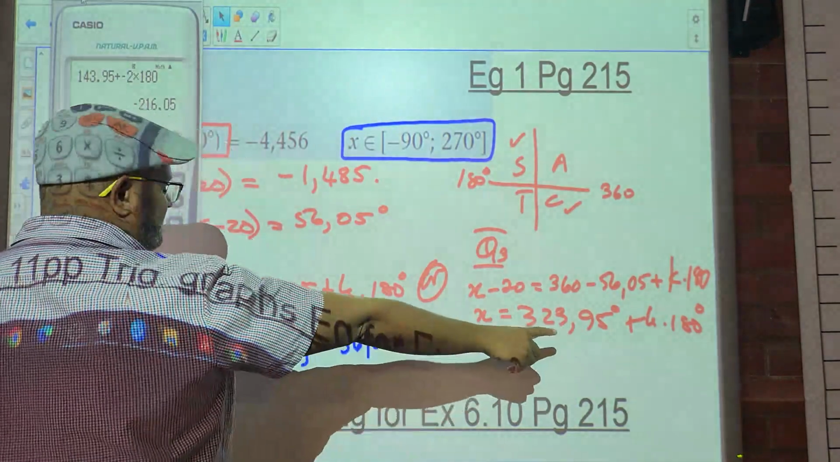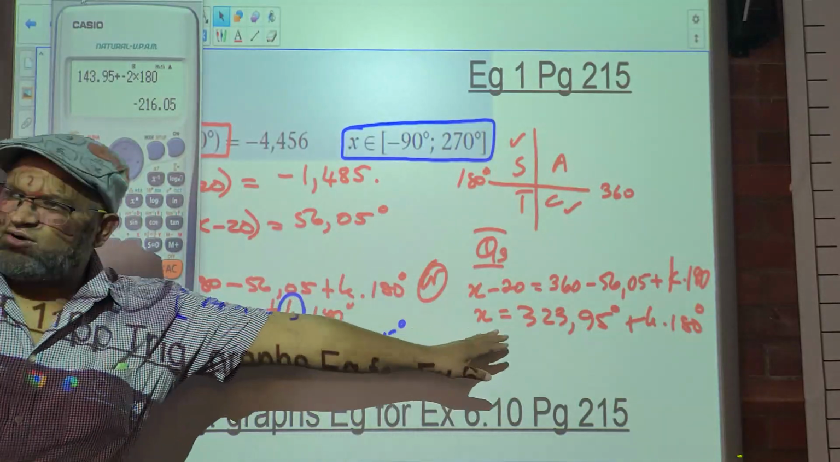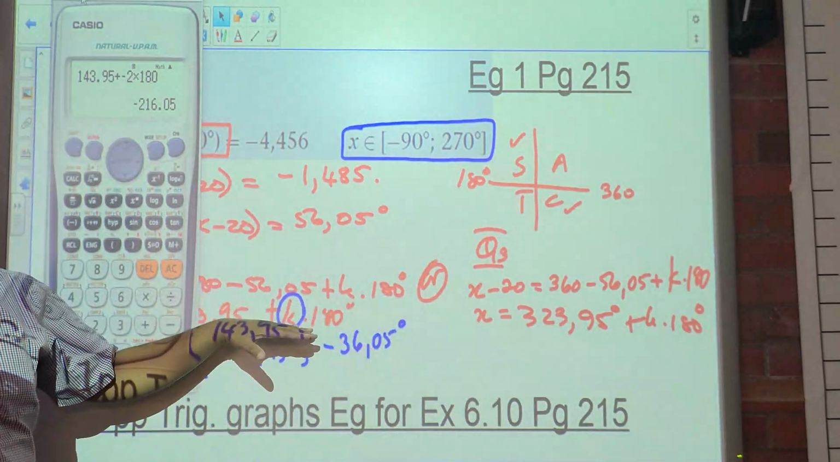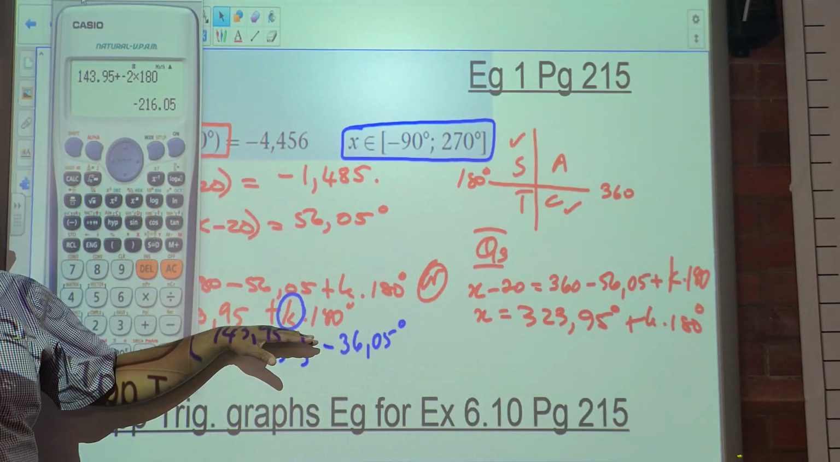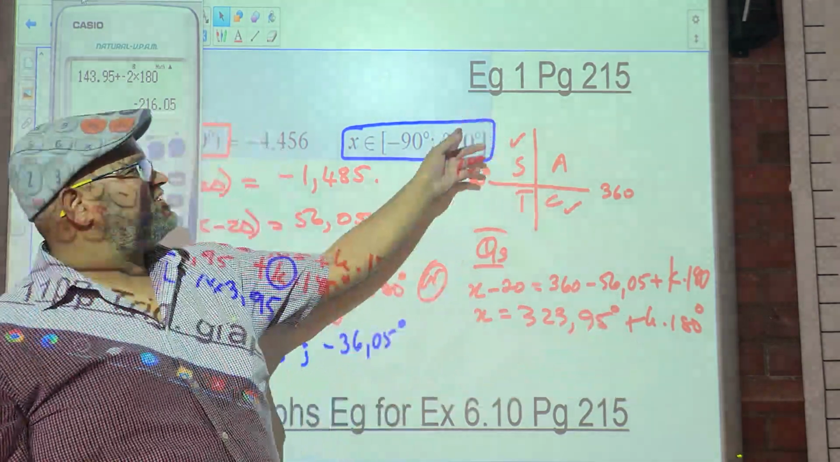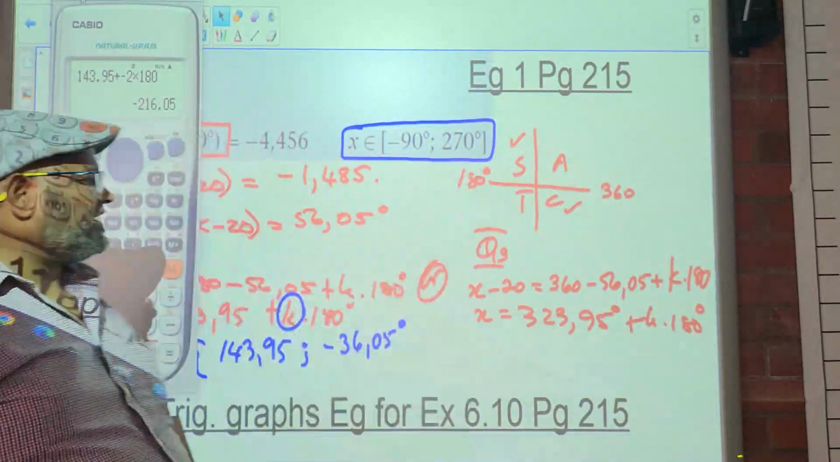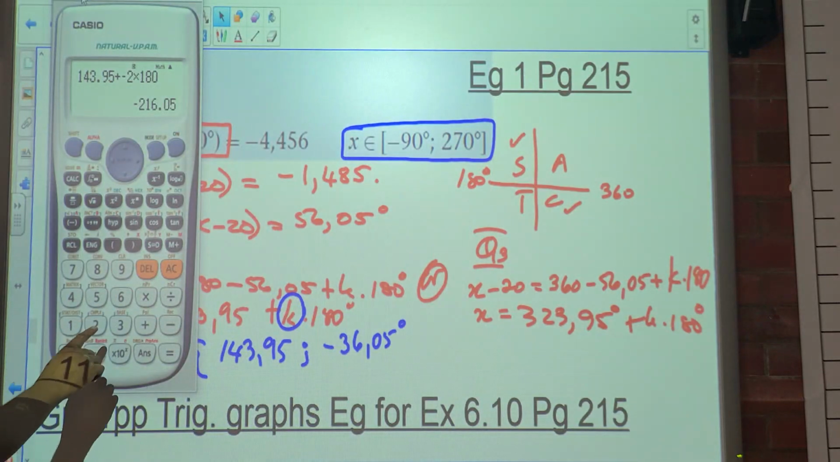If I put 0 in here, what am I going to get? 323,95. But that was the same answer when k was 1, not so? So would I go with 1 now? Because that will be even further out than 270. So what do I do now? I try negative 1.